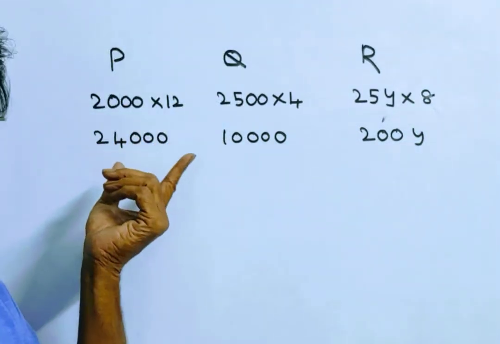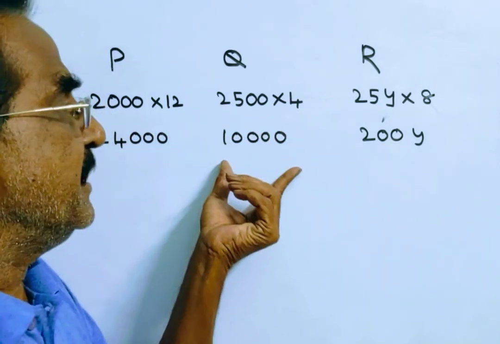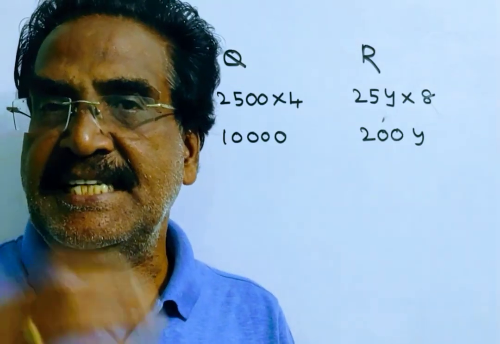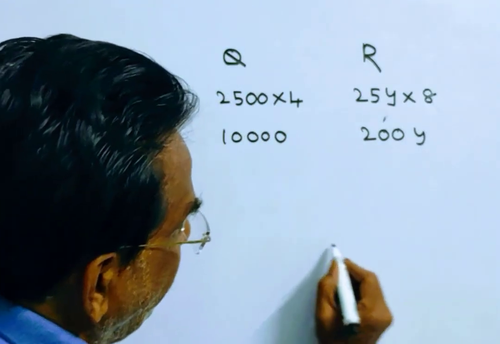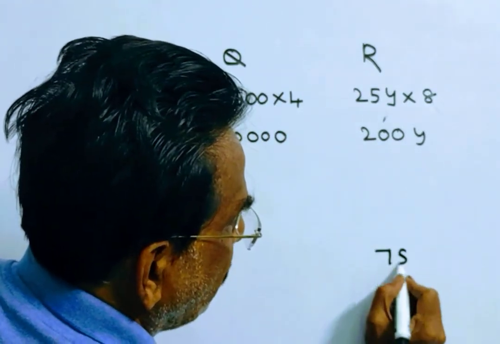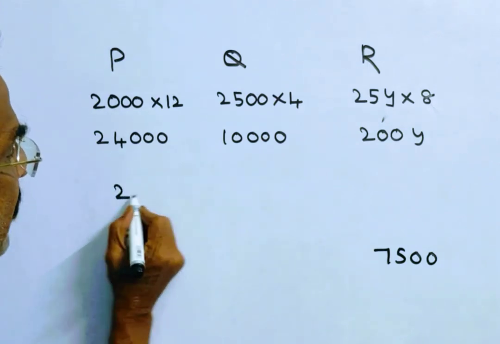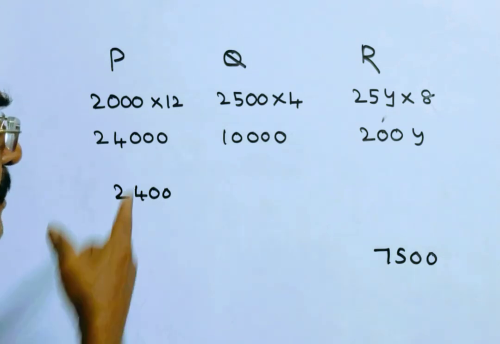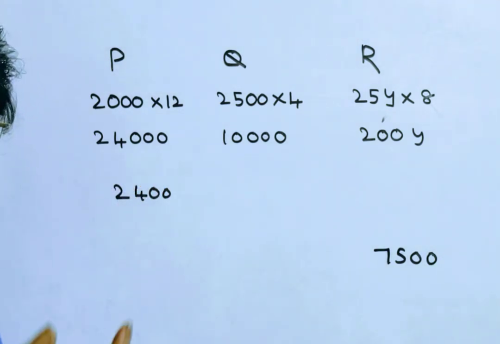So now let us see their capitals ratio. This is 24,000. This is 10,000. This is 200Y. Friends, it is given that out of a total profit of 7,500, P gets 2,400. Friends, this means their profits are 10% of their investments.